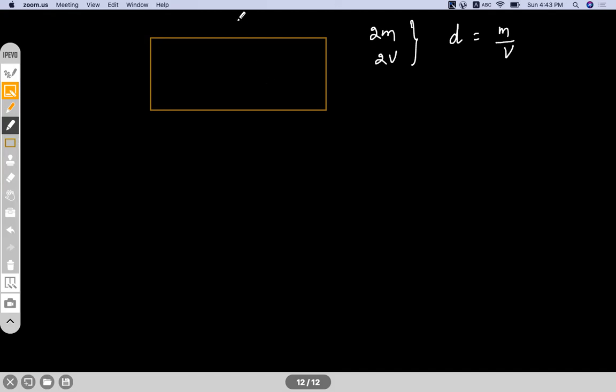Now suppose you distribute this into two equal halves, so that the mass of this side is m, volume is v, mass of this side is m, volume is v. What is the density of this half part? Again m by v. So whether you take mass as m or 2m, the density is the same, m by v. Why does it happen? Because when you change the mass in the same proportion, volume also changes, and overall it makes the ratio m by v constant.